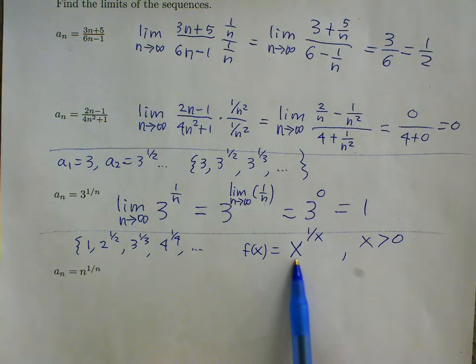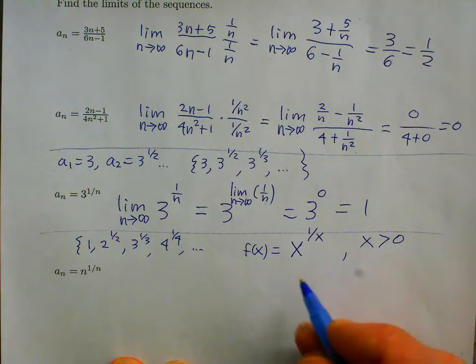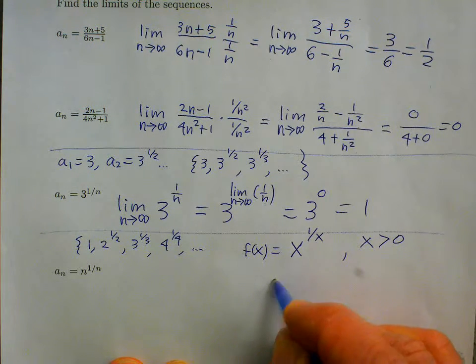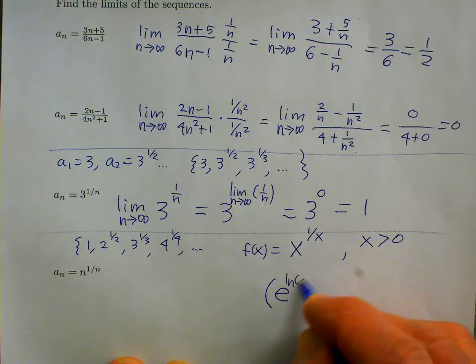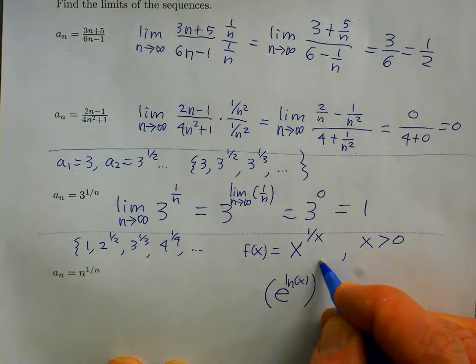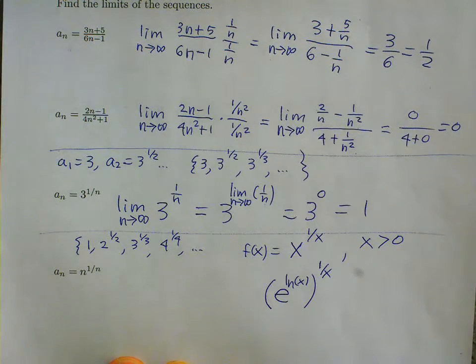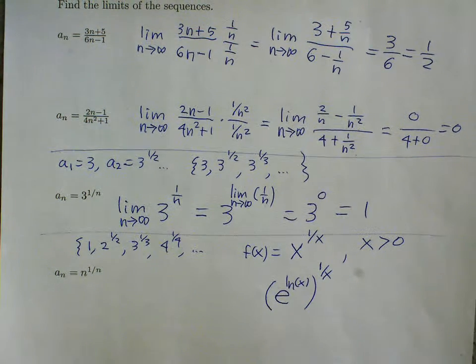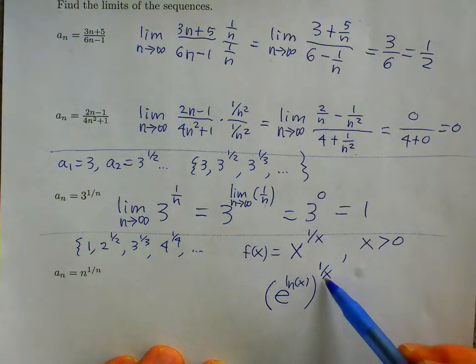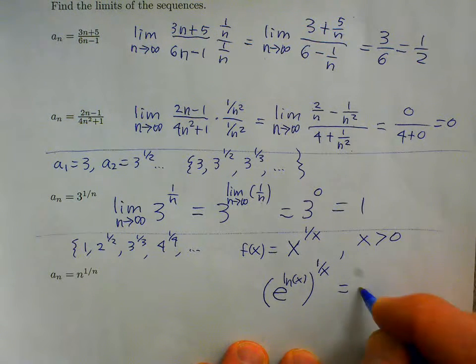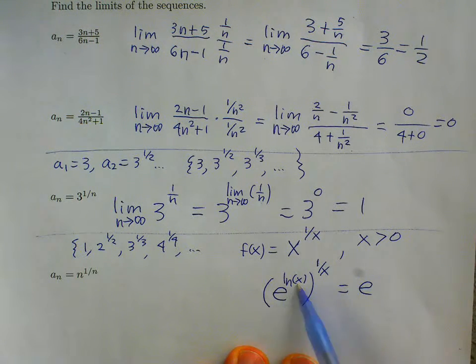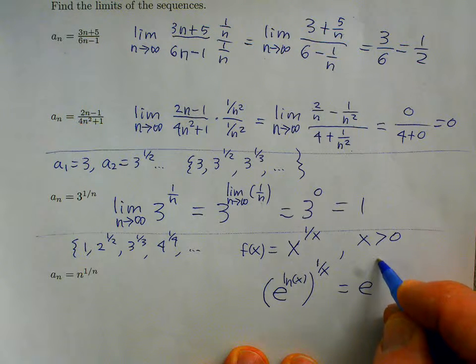So another way to express x to the 1 over x is I can replace x with e to the natural log of x, and we raise that to the exponent 1 over x. Okay, then applying properties of exponents, we can write this as e to the 1 over x times the natural log of x, which we can write as e to the natural log of x over x.